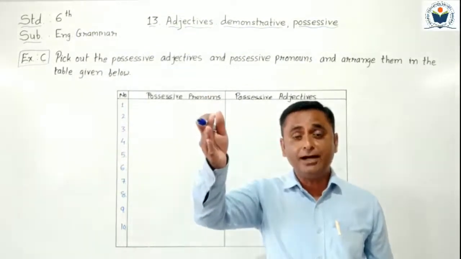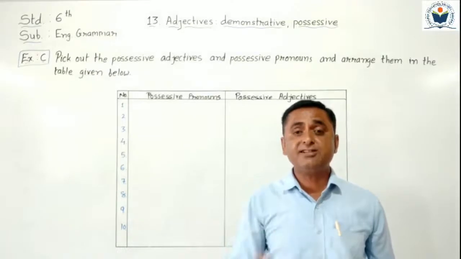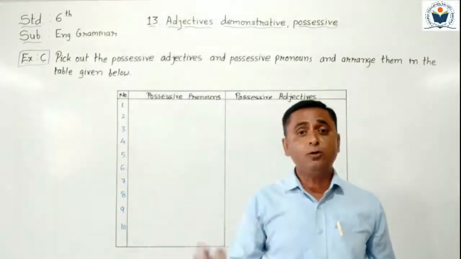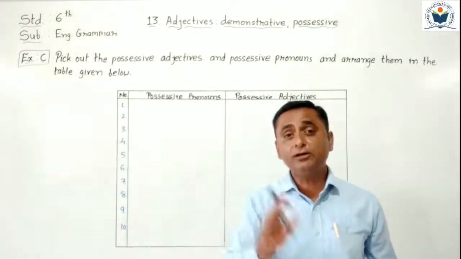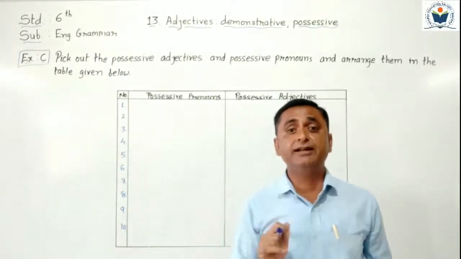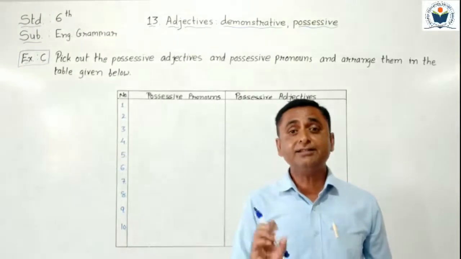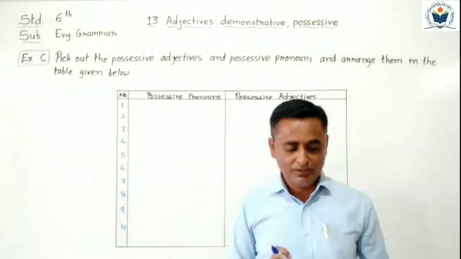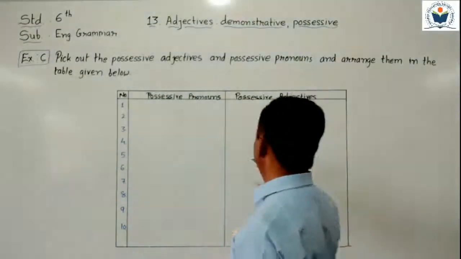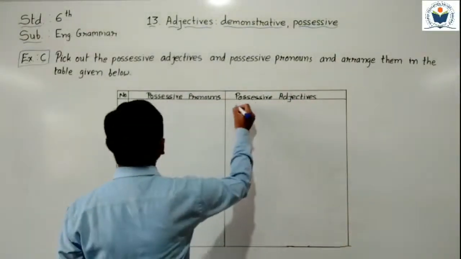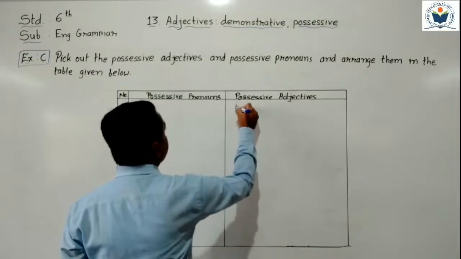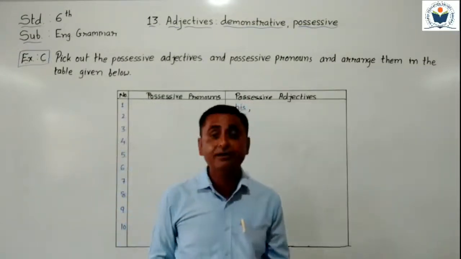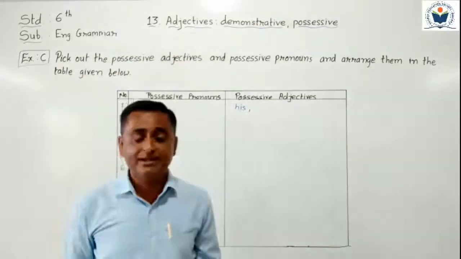I told you that whenever a possessive adjective arises, after that possessive adjective, a noun always follows. Here daughter is a noun, and before daughter, his is added. So here his is considered a possessive adjective. So we have to write his here under possessive adjective. We are talking about the first sentence. So the first word, his, is given here as a possessive adjective.